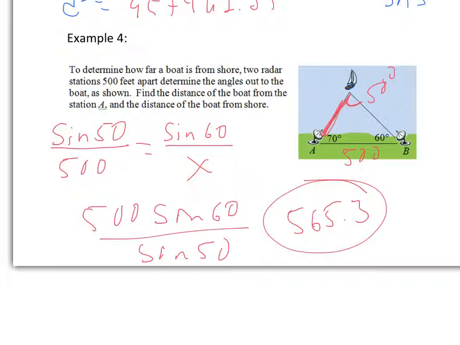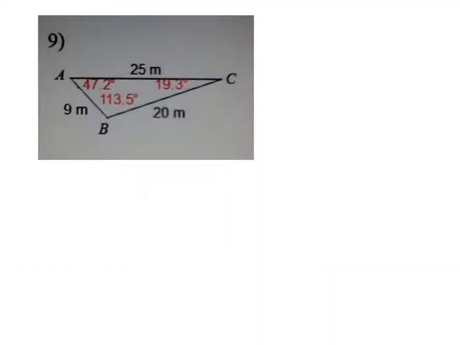I'll put the answers all online and, oh, wait a minute. There's one other thing I've got to show you. So this is number 9 on page 54, and I took a picture of the problem with the answers. Now, on your page 54, you don't have one of those red answers. So how do we find it?